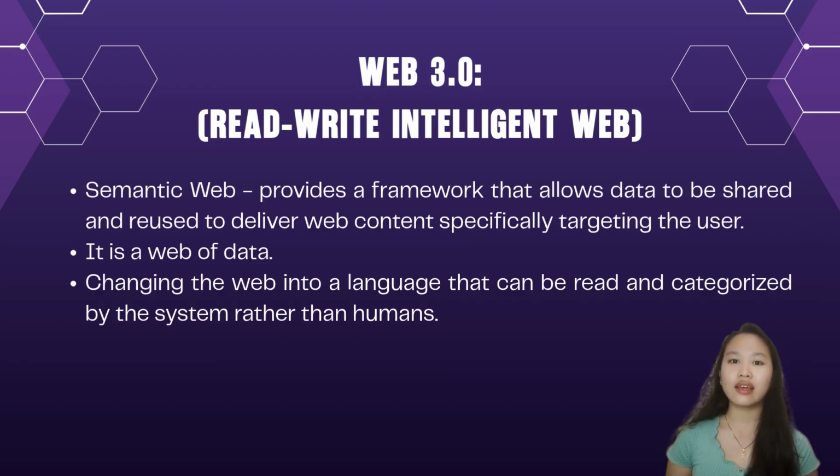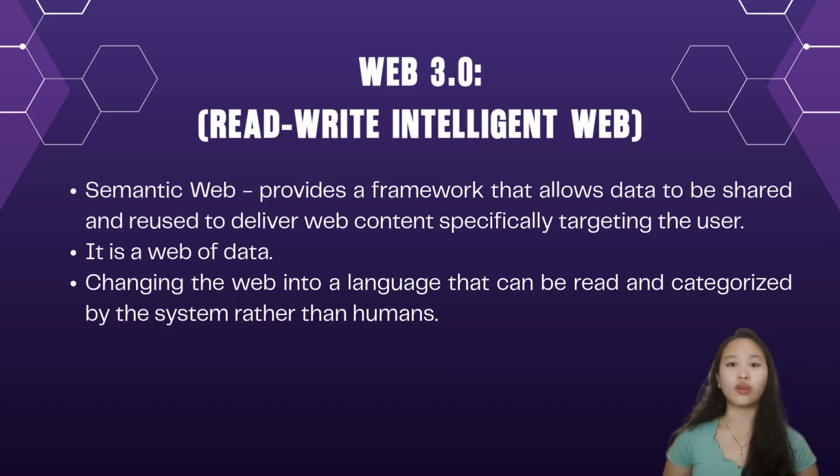The next one, in simple terms, Web3 is a web of data. That means that the internet is no longer just a collection of web pages. It becomes a network of interconnected information that machines can analyze and relate to one another. It's like connecting the dots between all the data available online so that the systems can draw smarter conclusions and give you better results.